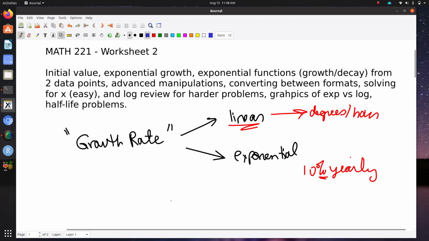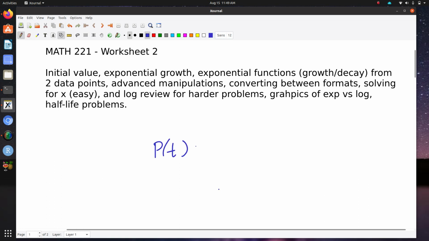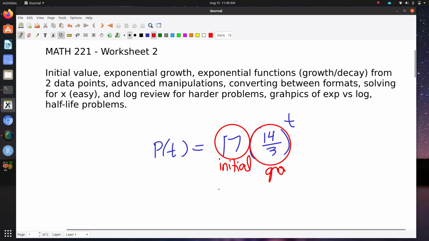And so therefore, since we have two definitions that are very, very similar, we confuse students all the time. In the context of this problem that you're given on this worksheet, let me give you a similar problem. It may say P of t equals 17, and then maybe this is 14 over 3 to the power of t, for example. In this case, this guy is your initial value, because if t is 0, this whole thing is 1 and that wipes out. So this is your initial value, and this guy is going to be your growth rate.